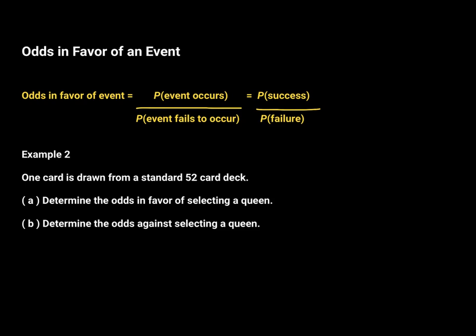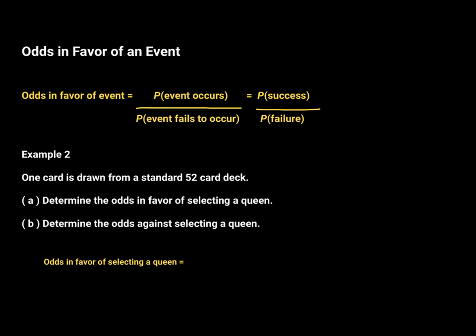All right, one card is drawn from a standard 52 card deck. Determine the odds in favor of selecting a queen, and then determine the odds against selecting a queen. Okay, first of all, the odds in favor of selecting a queen. Think about a standard 52 card deck. How many queens are there? 4. There's a queen of spades, a queen of clubs, a queen of hearts, a queen of diamonds. There are 4 queens.